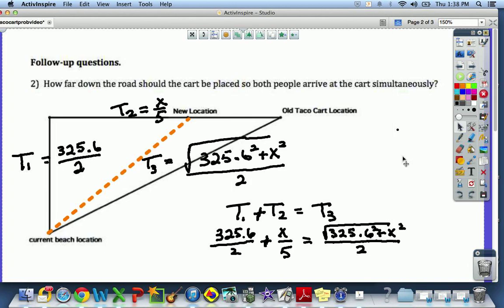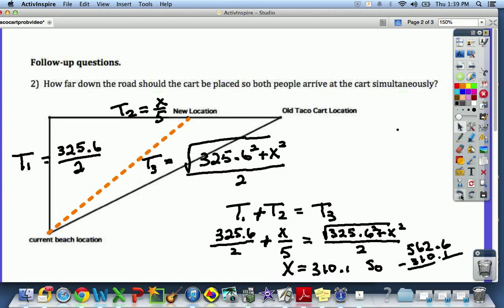So let's go back here. That means that we're going to round that to 310.1, which is the distance. But that's the distance x, which was here to here. So in order to find how far to move the cart, you'd have to take the total distance from the left-hand side of this triangle to the old taco cart, and subtract the 310, giving you 252.